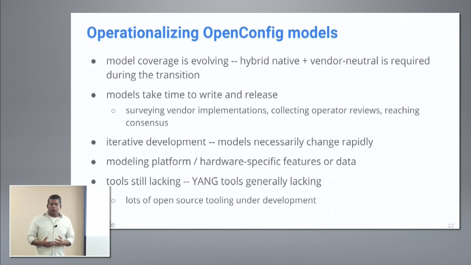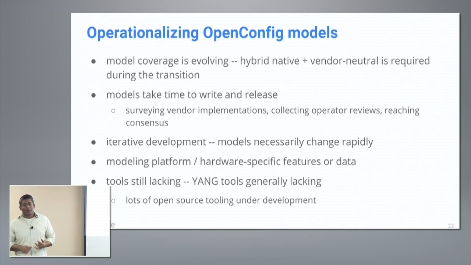One interesting thing is that we're not getting all the models on day one, so model coverage is evolving, right? So we are going to live in this hybrid world for a while where we have some vendor neutral models and some native models, and we need both the NMS systems, the management systems that we're writing, and the devices to be able to handle that hybrid world. So we need to be able to generate config that's partially OpenConfig and partially native, and the device needs to be able to accept config that's the same way. I think everyone is starting to realize that, because there's not going to be a flag day where we suddenly change from all vendor specific and proprietary to all vendor neutral, right? That's going to happen over some period of time.